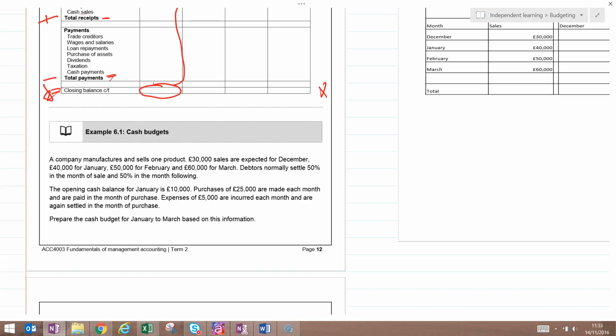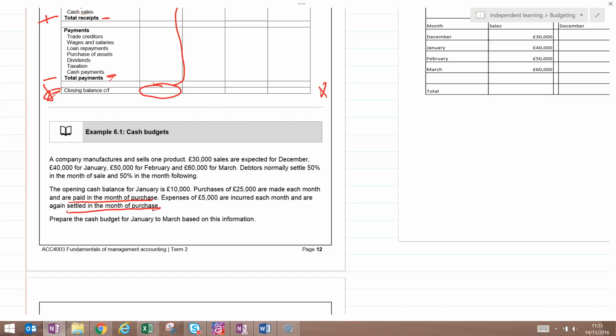This tells us that the opening cash balance for January is £10,000. Purchases of £25,000 are made each month and are paid in the month of purchase. So that's the important bit. When is the purchases paid? They're paid in the month we make the purchase. Expenses of £5,000 are incurred each month and are again settled in the month of purchase. So we're required to prepare a cash budget for January to March based on this information.